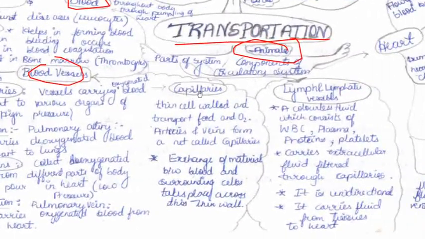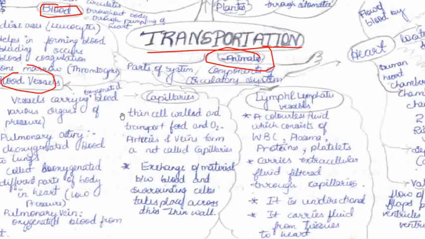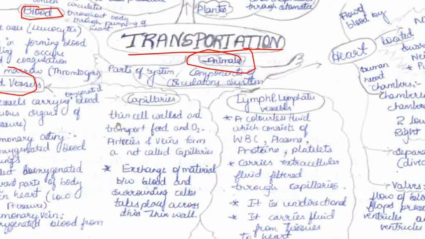So let us study about the capillaries. What are capillaries? As we have studied, arteries and veins carry oxygen and CO2. But they are somewhat thick, long, and fat, so how does blood reach every cell and every organ? This happens through thin cell walled capillaries. These are thin walled, and they transport food and oxygen. Arteries and veins form a net called capillaries.